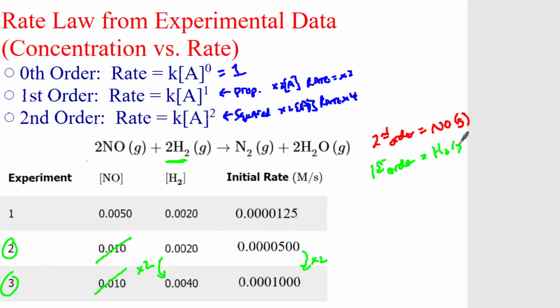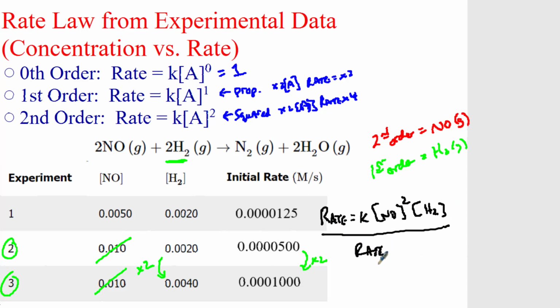So now that I know my orders of both the reactants, that gives me what's called the rate law. Your rate is equal to k, a constant, times [NO] to the second power, because it's second order, times [H2] to the first order. So you can see that is called the rate law.